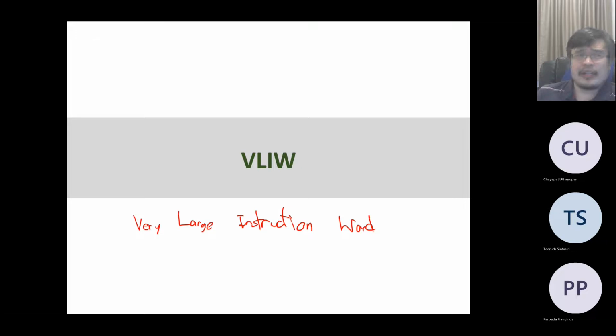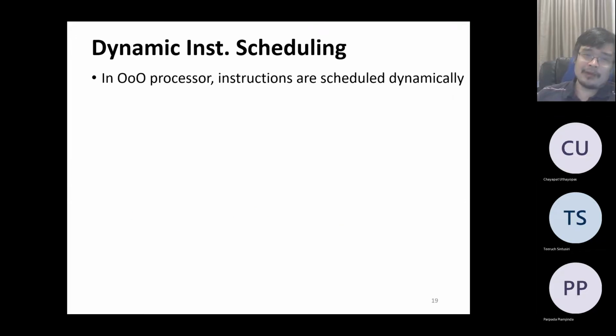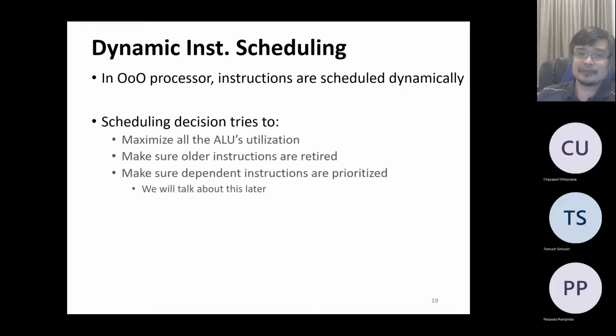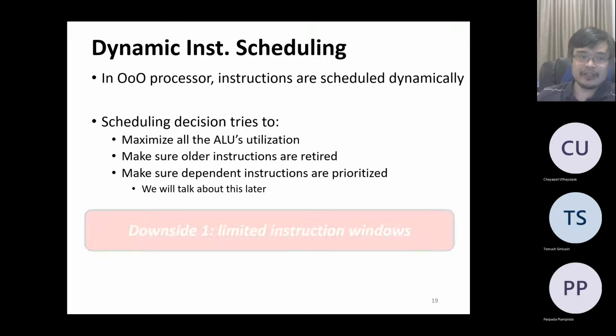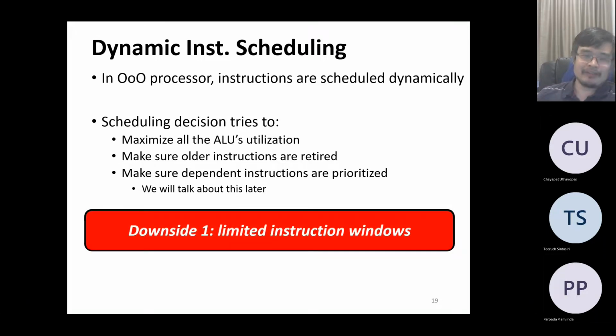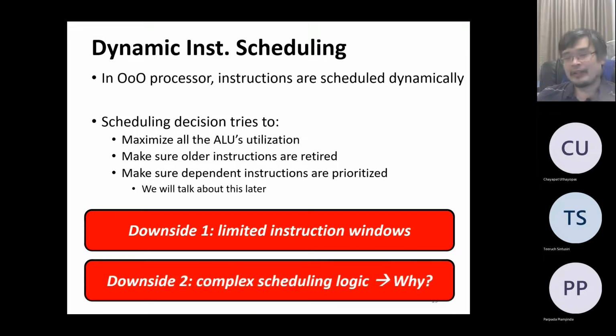So what is that, right? You think of an out-of-order processor: instructions are scheduled dynamically, and they try to maximize the ALU utilization and hopefully retire the older instruction and make sure dependent instructions are prioritized, right? But the first downside is we have limited instruction windows, and the design can be complex, right? Because you need a bunch of transistors to do the sorting and to make sure that we can look into, okay, do I have the data ready to send to the ALU?